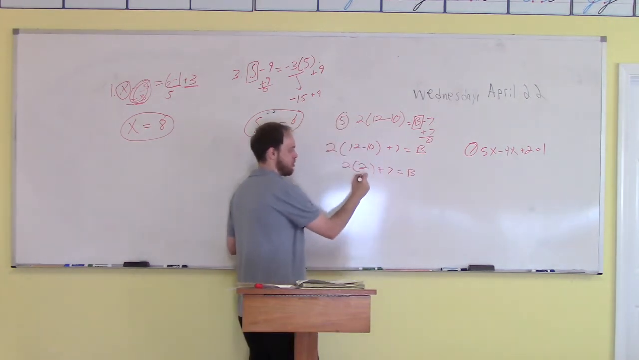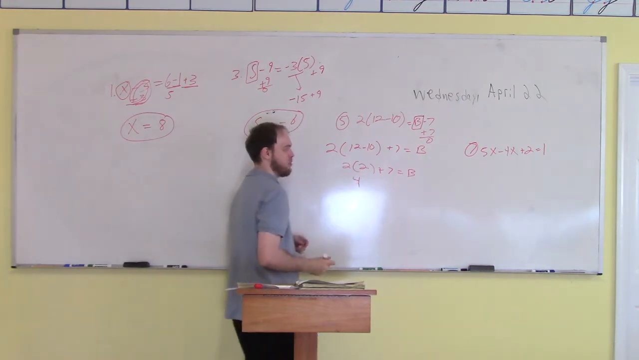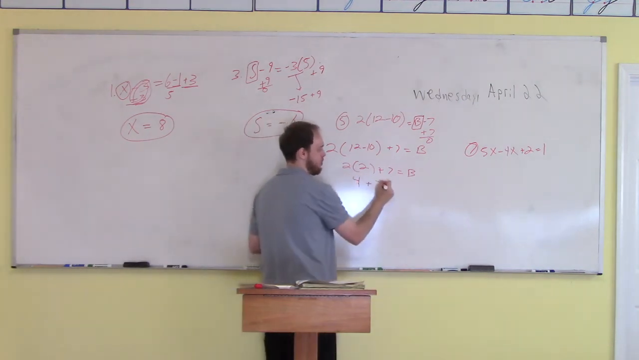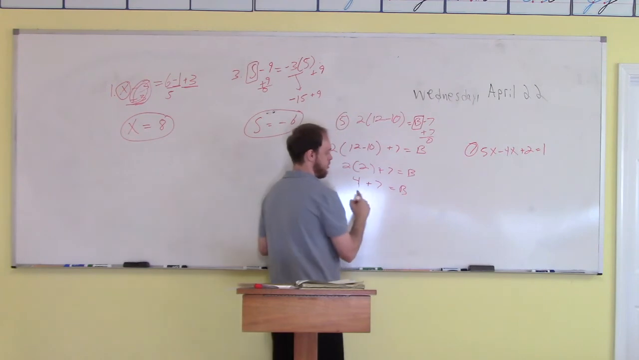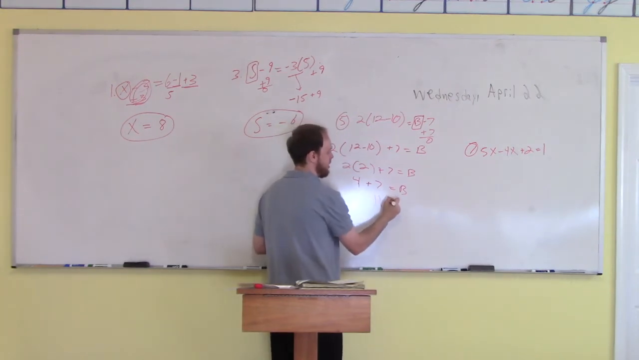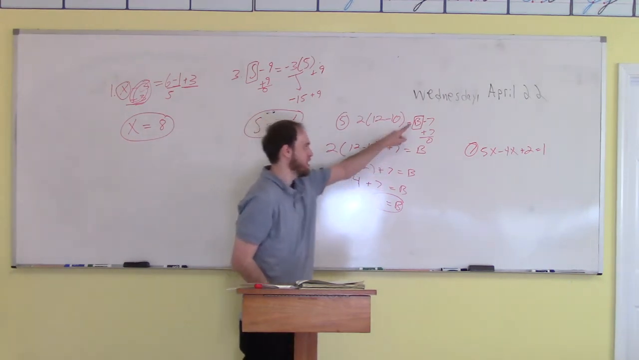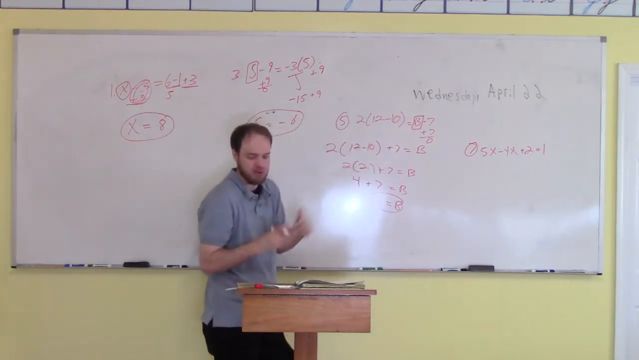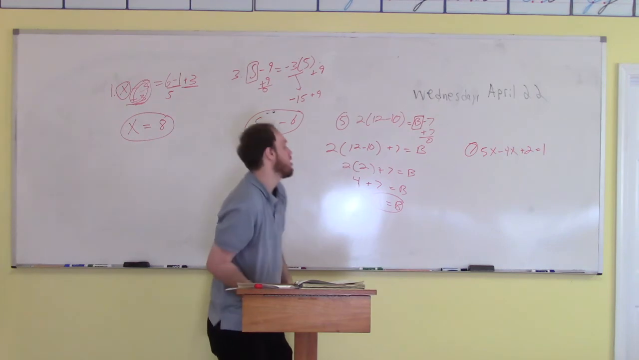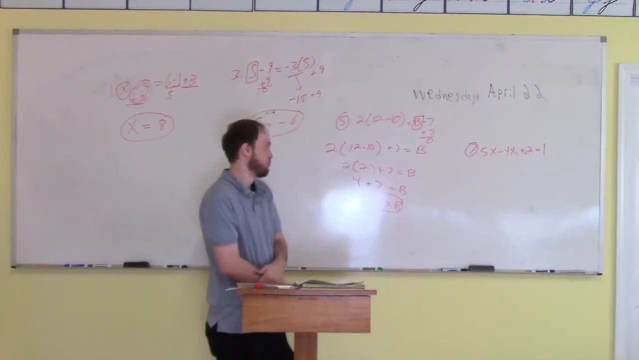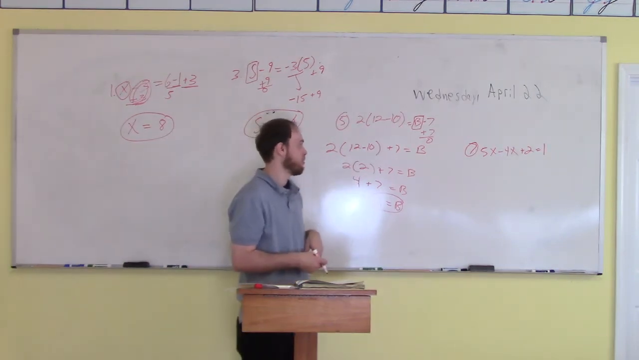Then 2 times 2 is 4. Multiplication is next in order of operations. And then 4 plus 7 equals B. And 4 plus 7 is 11. So 11 equals B. Then we can check that by just plugging 11 into the B and seeing if both sides are equal. And so they are, and that would be our answer. And that would be number 5.